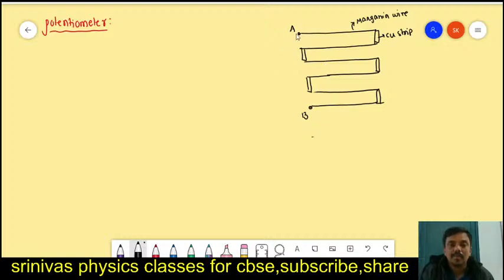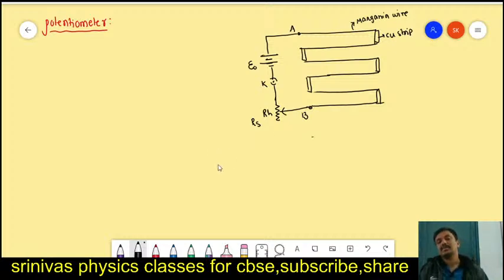Now these are connected to a battery like this. This is a battery. This is the primary circuit. This battery EMF is E0, and we are connecting it to a plug key. The plug key is K, and we are connecting a rheostat also. This is the rheostat, whose resistance is Rs, the series resistance. Like this we can connect. These are the connections, and now current will flow in the circuit.